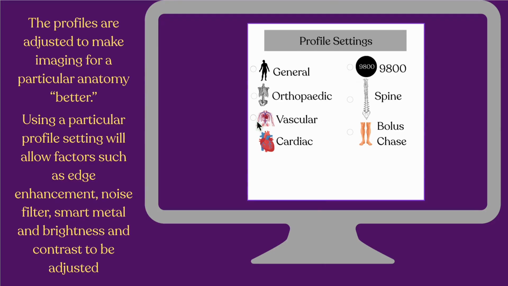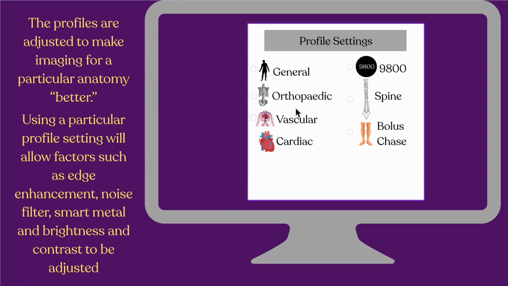So for example, we have a C-arm that we use and it does not have a built-in vascular system. However, we do have one in particular that does. So when we were doing vascular cases, we want to make sure that we have that particular C-arm so that we are able to choose the settings for the vascular cases. Using a particular profile setting will allow factors such as edge enhancement, noise filter, smart metal, and brightness and contrast to be adjusted if need be.